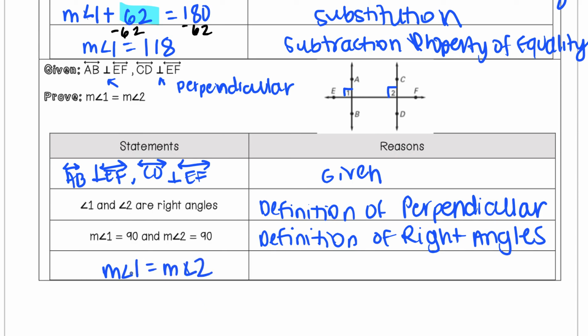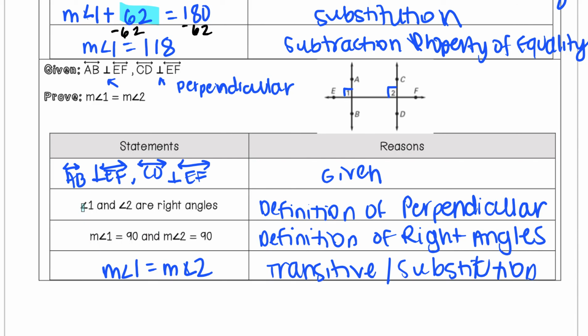And so how did I make that claim that angle 1 and angle 2, their measures are equal? Well, I would have two reasons. I could either say it's by transitive property or by substitution. So we'll talk about why both of them would work. Over here, substitution, sorry, I spelled that wrong.